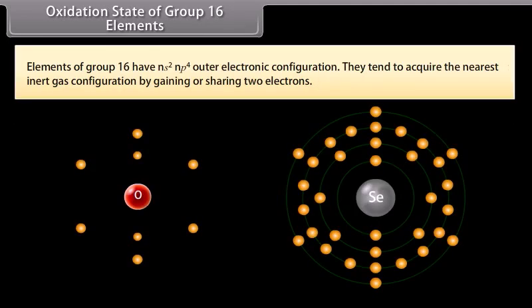Oxidation state of group 16 elements. Elements of group 16 have ns2np4 outer electronic configuration. They tend to acquire the nearest inert gas configuration by gaining or sharing two electrons.